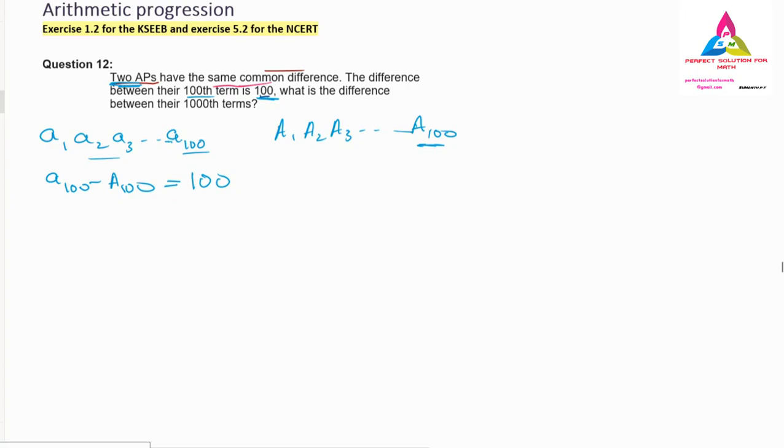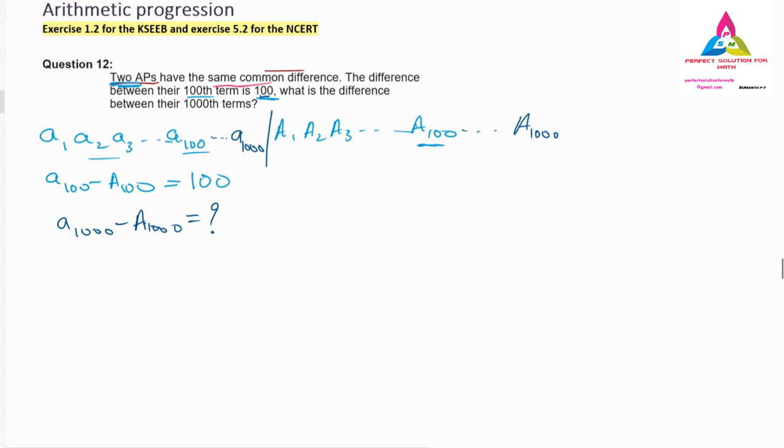Considering this AP first, the 1000th term is a1000, and in the other AP it is capital A1000. If you subtract together, a1000 minus capital A1000, what is the difference you are going to get? That you have to find. How to find this? Before finding that, what is actually given?